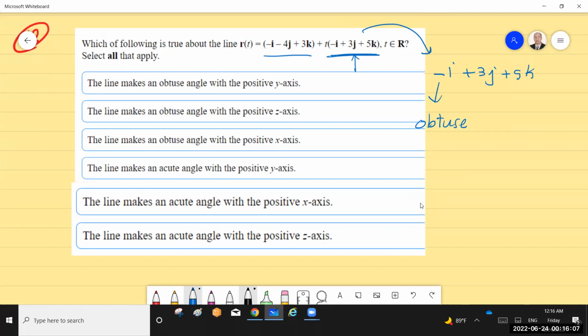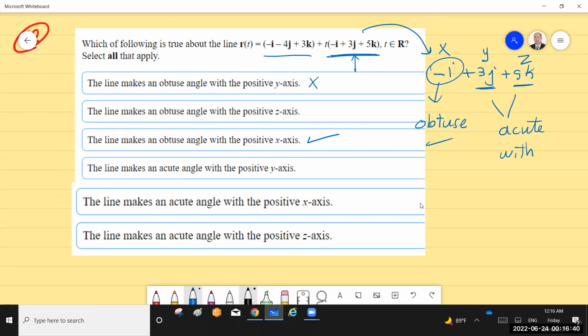Where is this one? Obtuse. Yeah, this one is true. The line makes an obtuse angle. But as you see, the j component and k component are positive. Positive means it's an acute angle. It makes an acute angle with the directions of y and z. But with x, the coefficient of i is negative, so it's an obtuse angle. So the line makes an obtuse angle with this one is wrong.